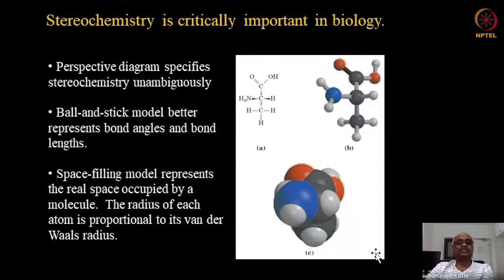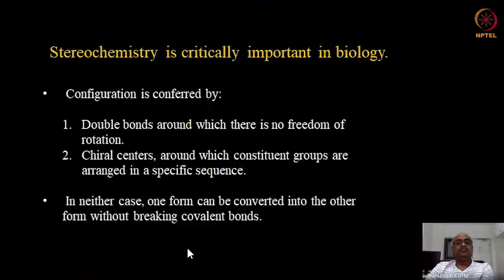Let's move on to the next one. I just told you, the perspective diagram specifies stereochemistry unambiguously, that is, which one is away from the plane, which one is towards you from the plane, etc. Ball and stick shows primarily the bond length and the angle, and the space filling model shows the actual space occupied by the atoms. So the title keeps telling you stereochemistry is critically important in biology. I'll come to that towards the end of this part.